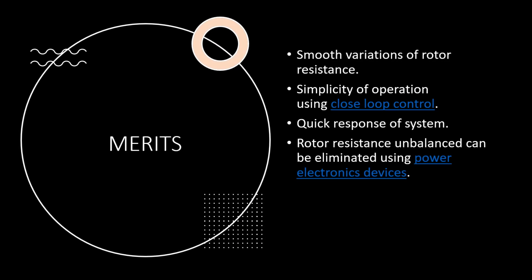The merits of the static control method are the smooth variation of rotor resistance and quick response of the system. The rotor resistance unbalance found in the conventional method, which is caused by the rheostat, is overcome by using power electronic devices.